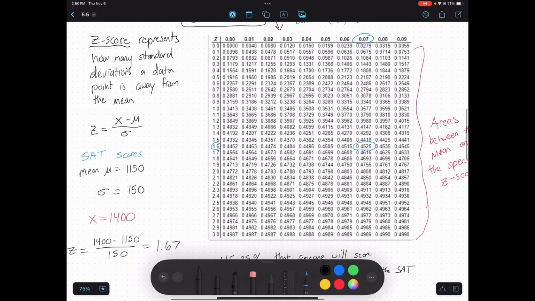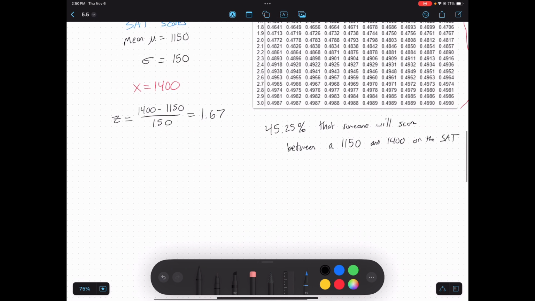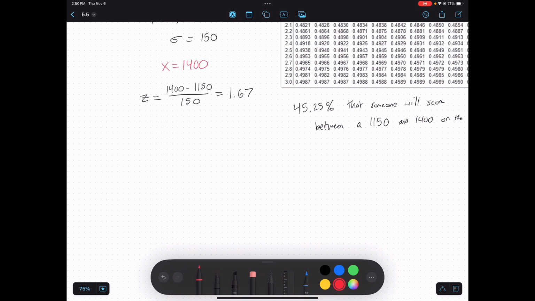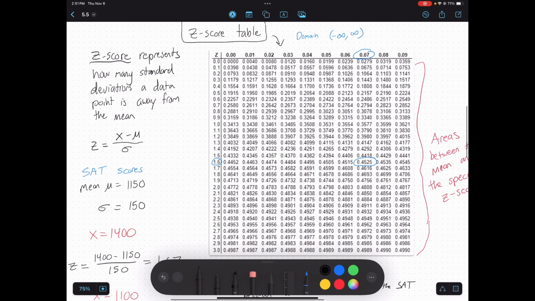Now, if you look at the table, there's only positive z-scores here. Does that mean negative z-scores don't exist? Well, of course not. What if instead you scored an 1,100 on the SAT? That's less than the average. If I plug that into my z-score formula, I get a negative 0.33. So a negative z-score represents a value that's lower than average. What do I do with the z-score table if it doesn't show me a negative 0.33?